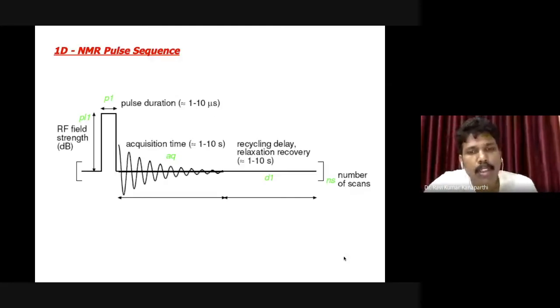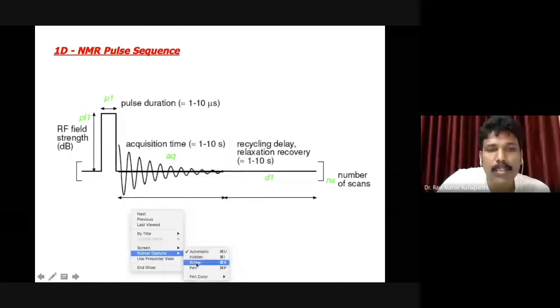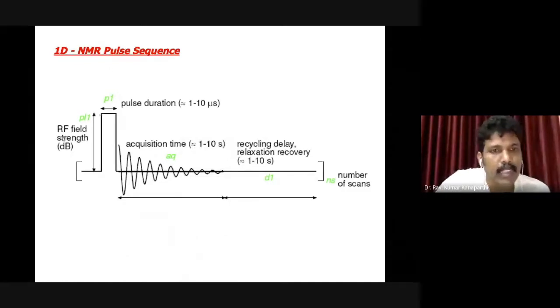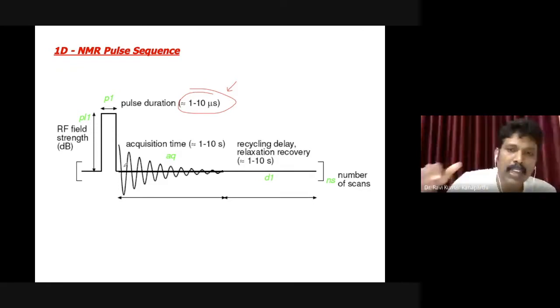A little more on that, if you want to learn, first in 1D NMR: as I already explained, we apply an RF pulse of roughly 1 to 10 microseconds, and then immediately the FID starts. The pulse is applied only for this duration and then we stop. Just after stopping the pulse, during acquisition, the excited magnets relax back to the ground state.